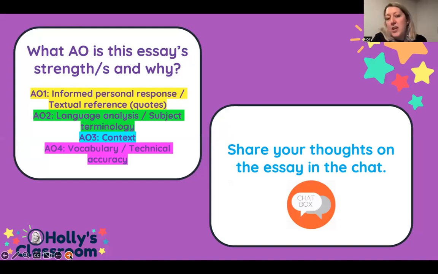So what assessment objective do you think is this essay's strength and why? You can share your thoughts in the chat box. If you think it's got really good language analysis and that's where the strength of this essay lies, then you can say that, or whatever your thoughts might be.